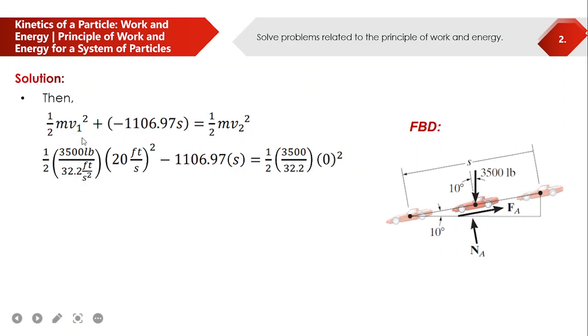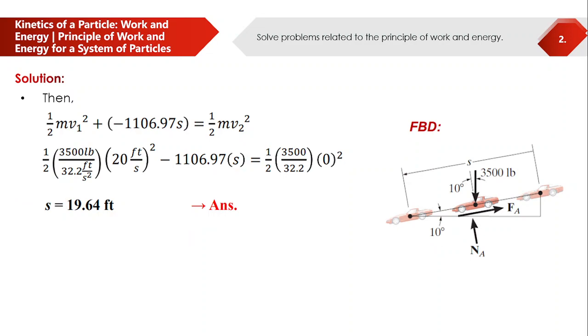So your initial kinetic energy will be 1/2 times 3,500 pounds divided by 32.2 feet per second squared, kasi nga we're talking about the mass here, so we need the mass. Times 20 feet per second, your velocity, squared, minus your work done, 1,106.97 S, is equal to 0. So solving for S, S is equal to 19.64 feet. Ito yung distance na cover after you apply the brake.